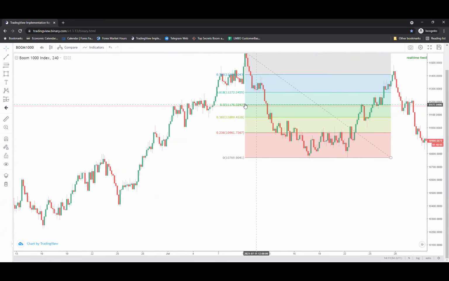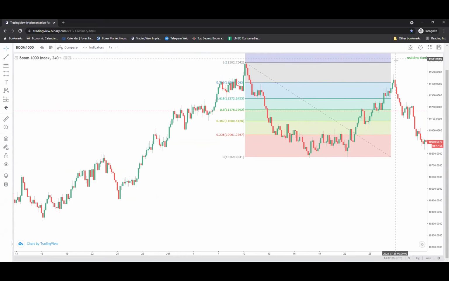But if you see a bounce back from the 50 level and it crosses the 61.8, that's your continuation. It can probably hit your zero level or go above that.